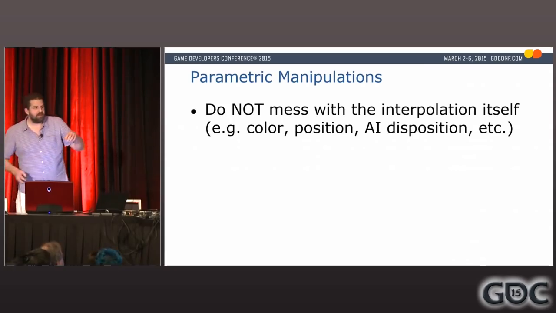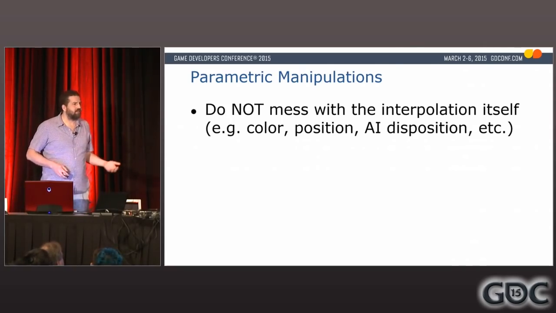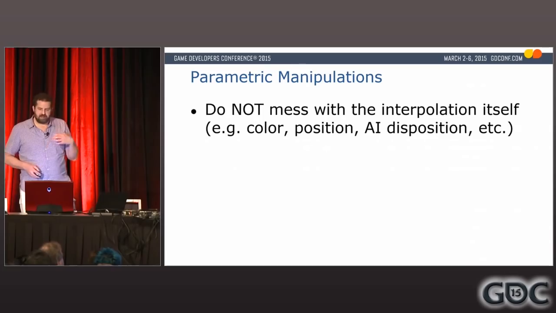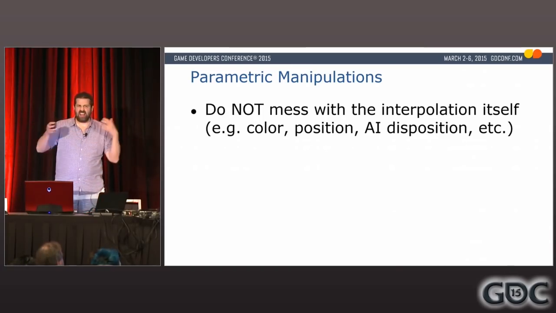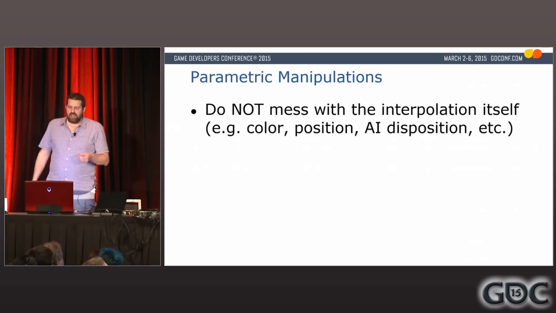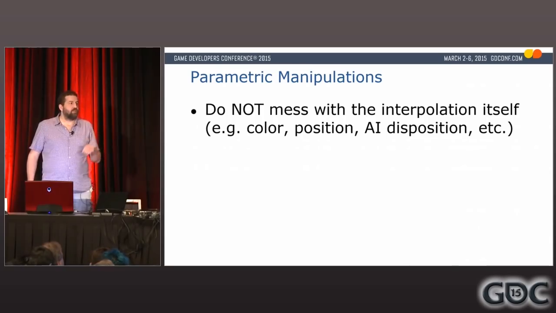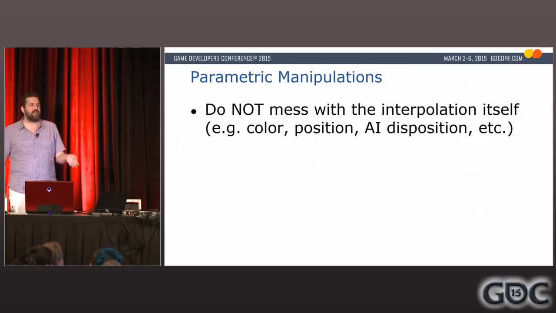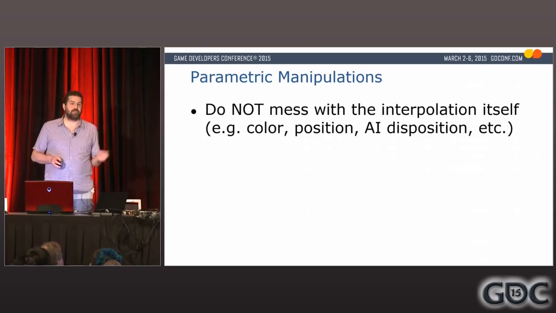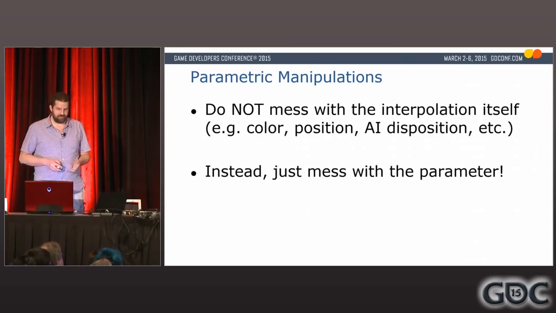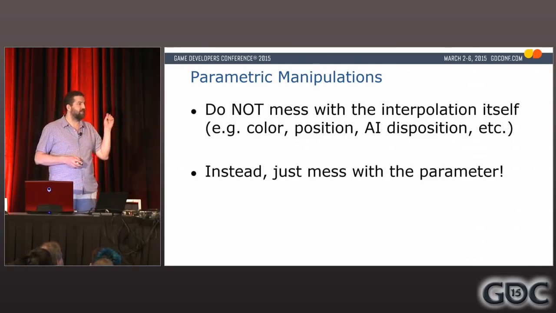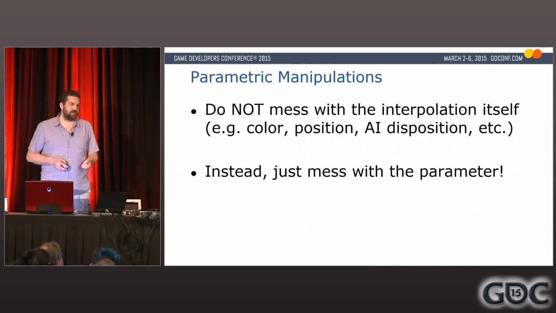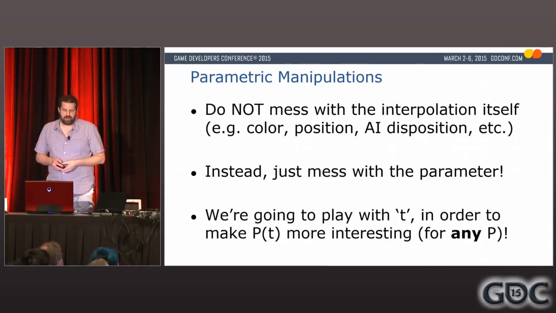Specifically, if I'm interpolating, say, colors or anything else like AI state or something like that. The point of this talk is to avoid having to deal with any of that code, right? You do not care what P is. It could be anything. It could be that spiral. Doesn't matter. It's not your problem. Your problem is just the thing you're passing into P. So we're just going to talk about messing with T, the parameter, into any parametric equation.